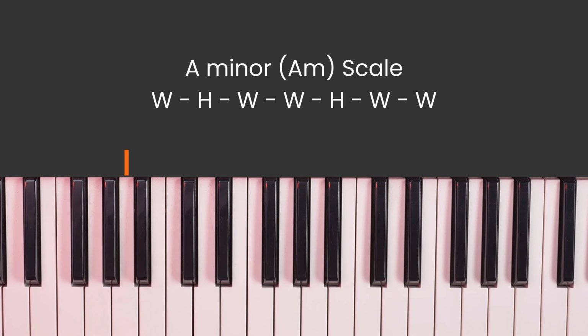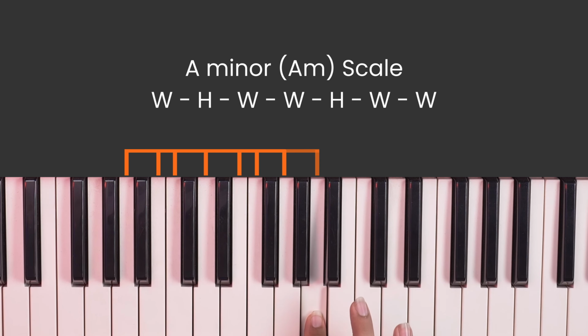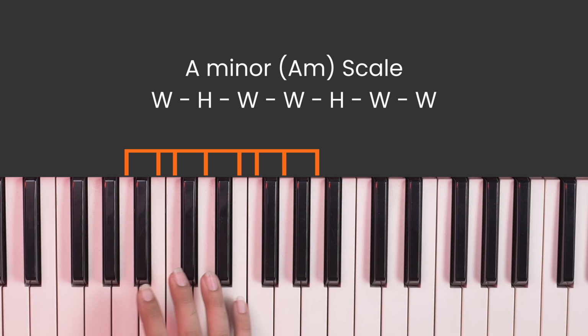So this is A. We go whole, half, whole, whole, half, whole, whole. As I told you, that's the formula. Let's go again with the minor scale on A, which is the easiest because it has all the white keys. This is A. We go whole, half, whole, whole, half, whole, whole. This is A again, of the higher octave.